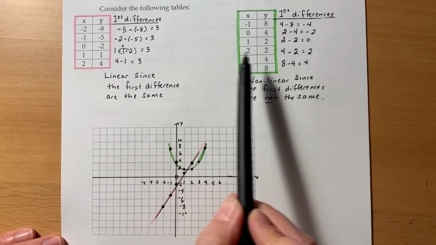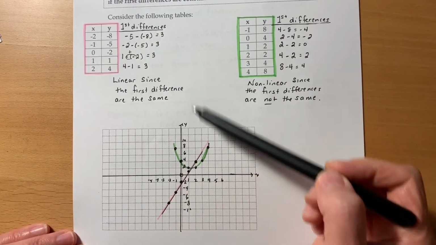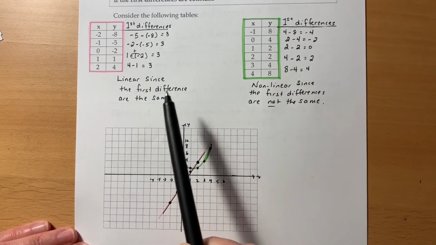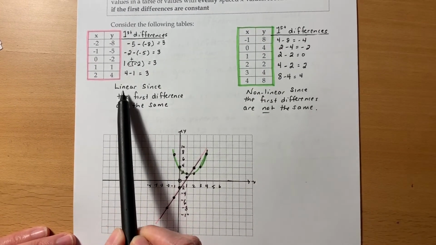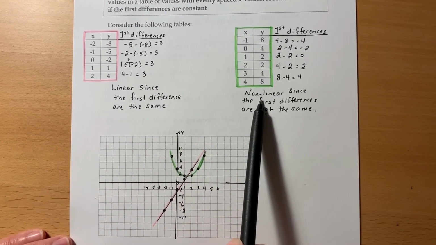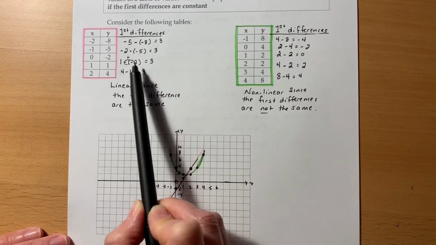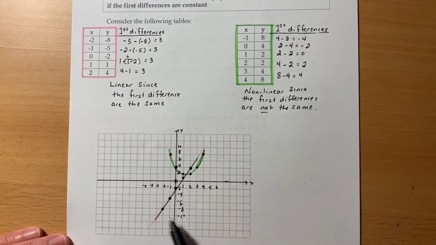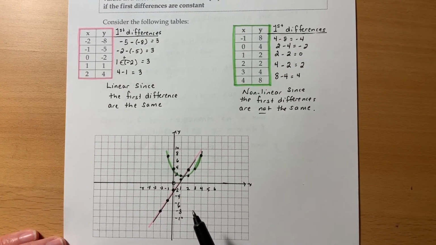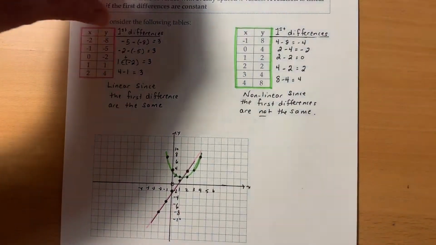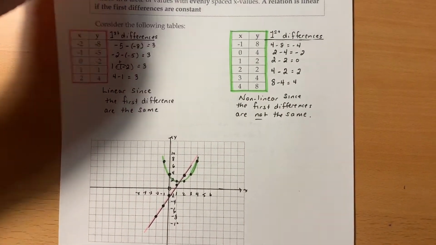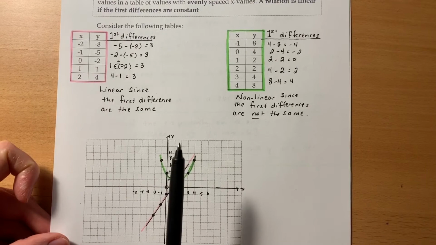But the point with this table is it doesn't need to be graphed. I can determine whether or not I have something linear or nonlinear just by taking the first differences. So graphing is not necessary. Okay? So let's just do some conclusions of things that you should know at this point.